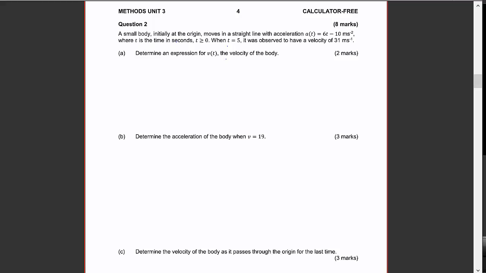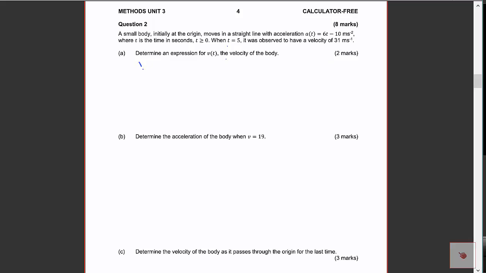A small body, initially at the origin, moves in a straight line with acceleration 6t minus 10 meters per second squared, where t is the time in seconds. When t is equal to 5, it was observed to have a velocity of 31 meters per second.